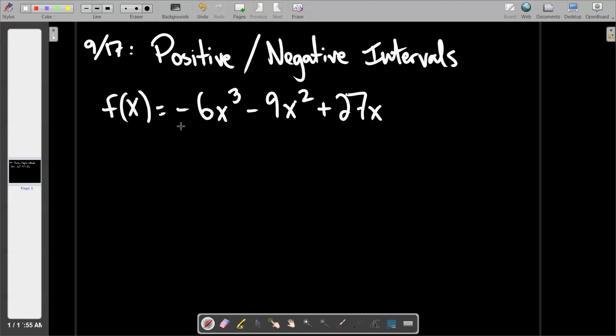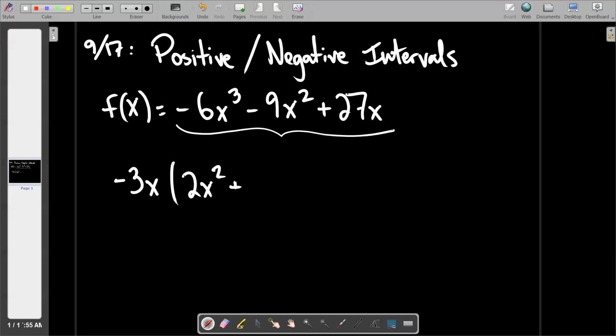So remember, we want to take the business end of the function right here, and we want to start factoring it down, setting it equal to 0. What is the GCF of those 3 terms? Perfect. So we're going to pull out a negative, for sure we're going to pull out a 3, and we're going to pull out an x. Perfection. And then that's going to leave behind what? Plus 3x minus 9. Nice job.